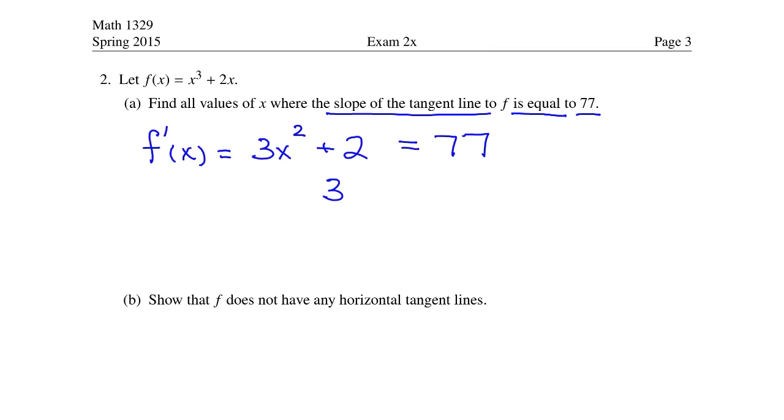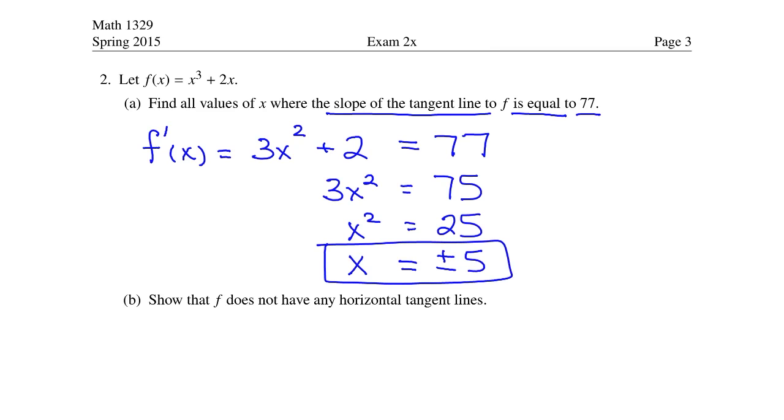So we get 3x squared is equal to 75. Divide by 3, you get x squared is equal to 25, and then take the square root, and you get plus or minus 5. So plus or minus 5 is the values of x that'll give me a slope of the tangent line equal to 77.